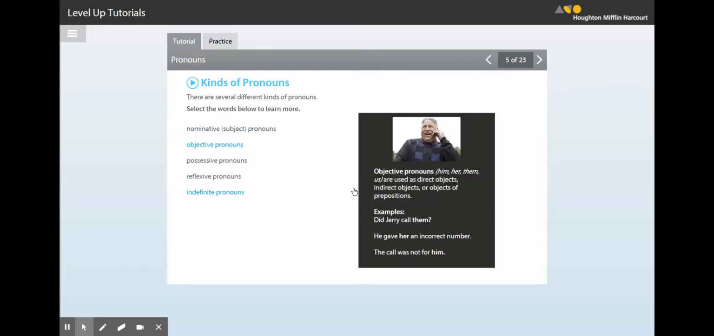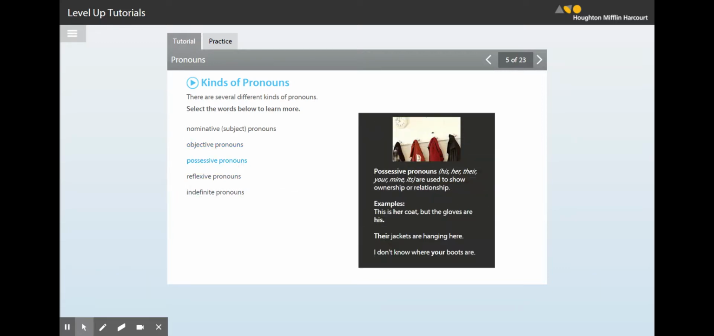Objective pronouns are used as direct objects, indirect objects, or objects of prepositions. Examples would be him, her, them, or us. Did Jerry call them? He gave her an incorrect number. The call was not for him. So you can see the objective pronouns here. They are the object of the sentence, or they're receiving the action of the sentence.